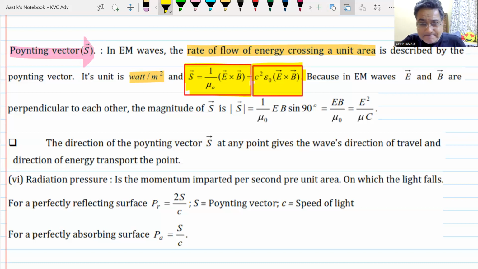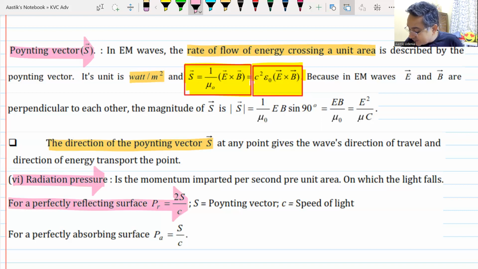Do we understand this? That will give you the direction of the velocity, and from there you can find the directions of these three vectors. Questions based on this have come many a time. The fourth thing is the radiation pressure, the pressure exerted by the wave. If it is getting completely reflected, it is 2S by C. If it is getting completely absorbed, it is S by C. It comes directly from the momentum part. Rate of change of momentum is force. You divide it by the area, you get the pressure.